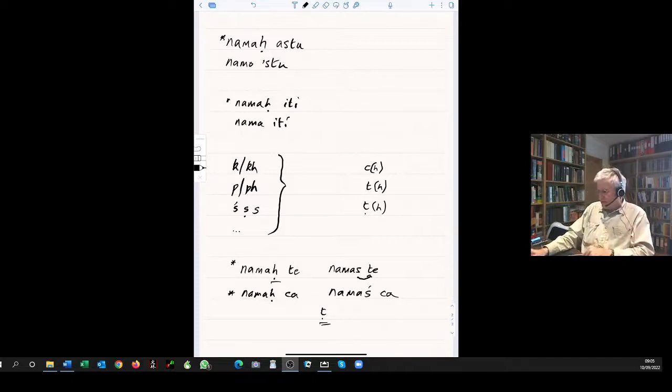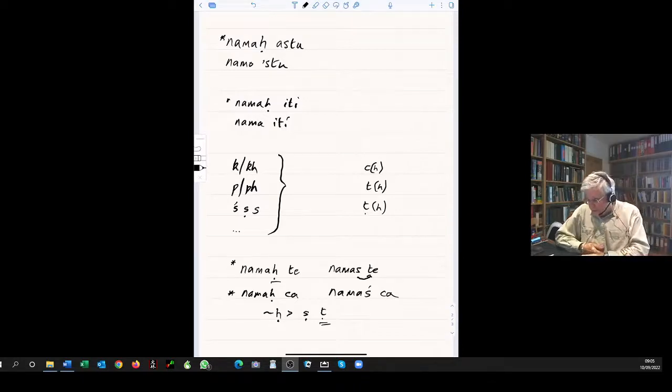Anyway, that little digression just shows that if they do get a word beginning with a da and the previous word ends in a visarga, then that becomes simply a sh, a shta. I can't think of any examples offhand. We'll think of some as we go along.